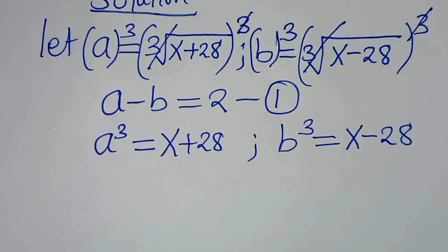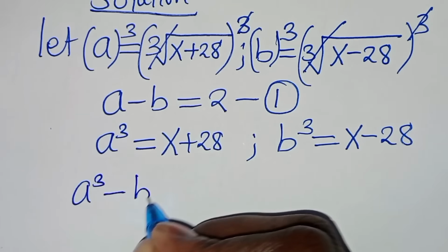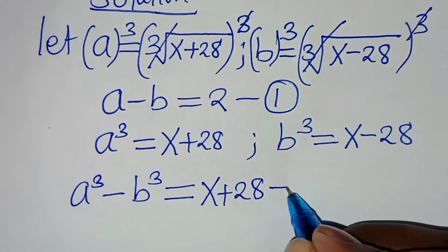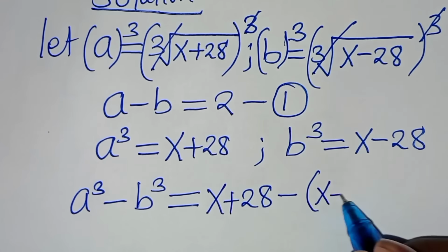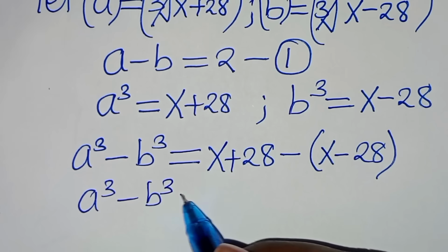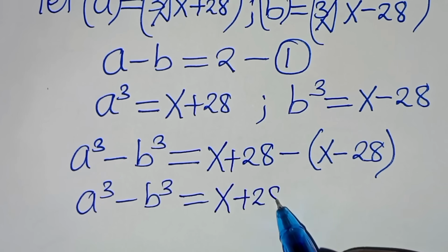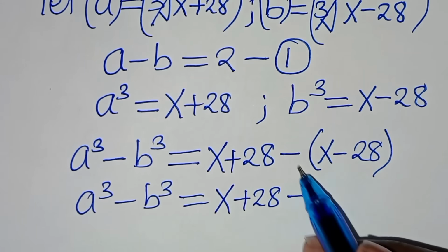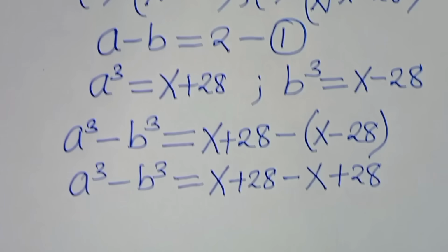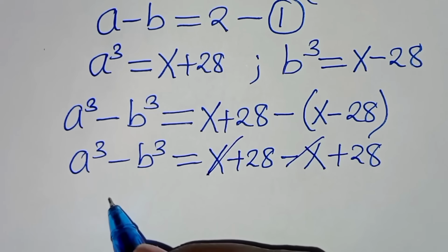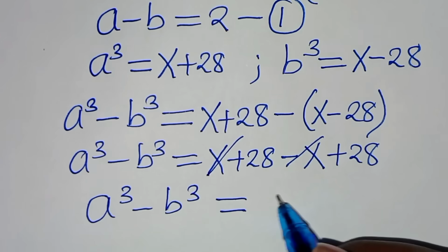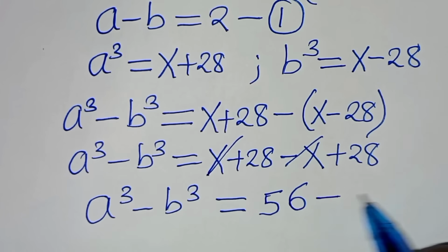Now this implies that a to the power of 3 minus b to the power of 3 is the same thing as x plus 28 subtract b to the power of 3, which is actually x minus 28. So a cubed minus b cubed is equal to x plus 28, subtract, let's open the bracket, minus x, minus times minus 28, so this is plus 28. So x minus x simplifies, and a cubed minus b cubed is equal to 28 plus 28, which is 56. Let's call this equation 2.